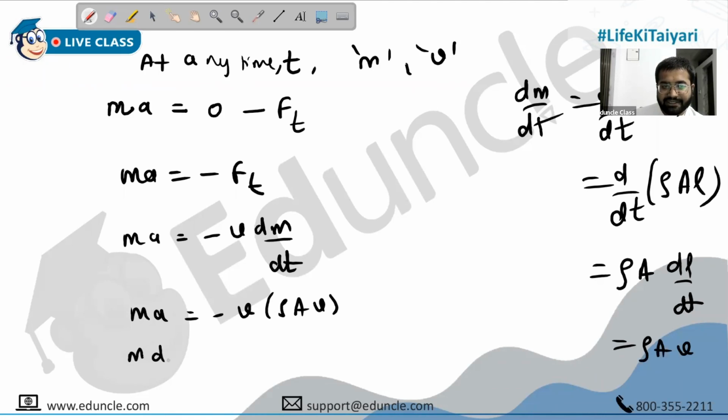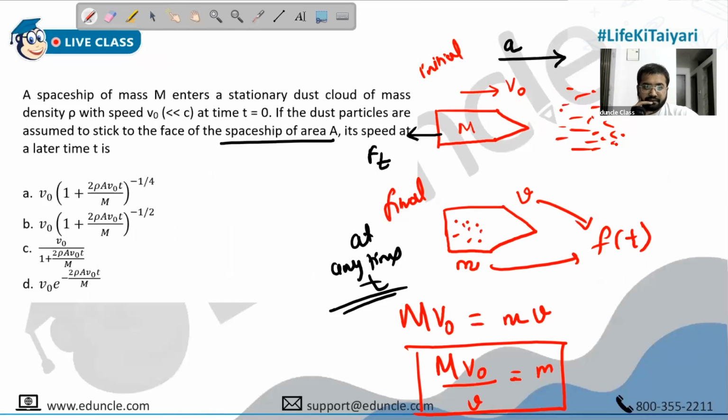What is acceleration? The rate of change of velocity with respect to time. So this is minus rho A v square. That's it. And now we are supposed to integrate. Small m is not constant. We have to substitute small m too. It is capital M v naught upon small v.